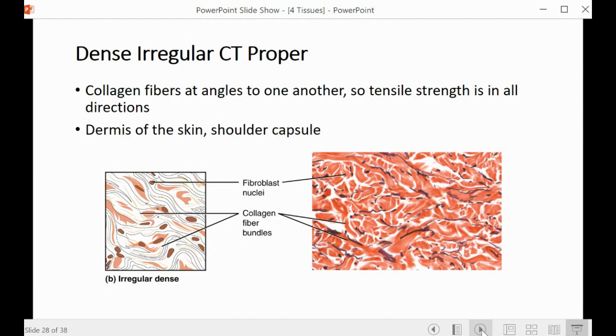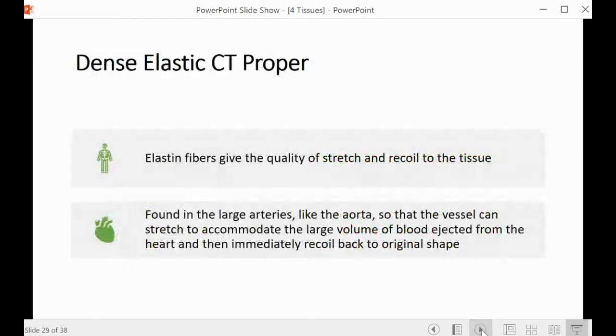Everybody move your arms around a little bit. Get some workout. And you can see that you can actually get that shoulder to move in all different directions. Okay, circumduction, right? Dense elastic connective tissue proper.